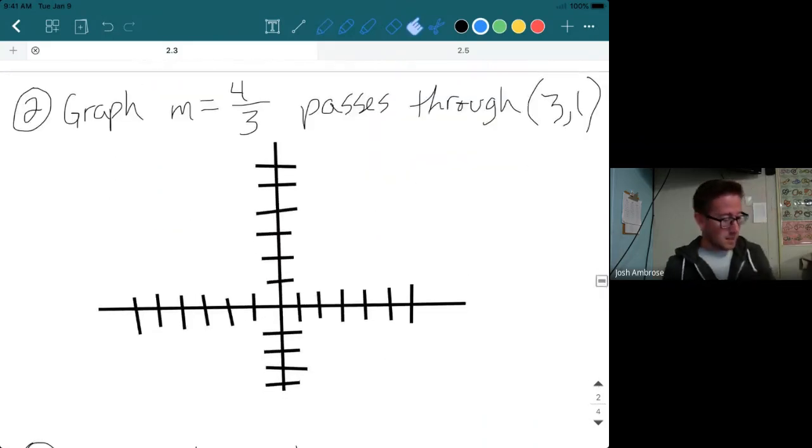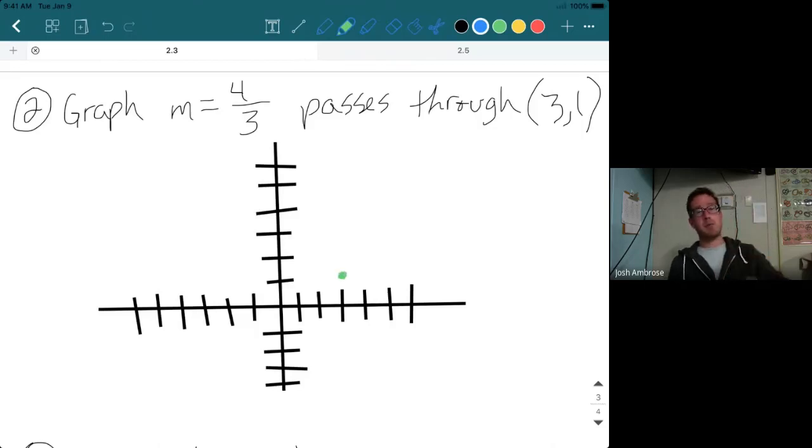All right. Now some simple graphing here, guys. They give you slope, 4 over 3. They give you a point that the graph passes through, (3, 1). So all you're looking at needing to do here is first plot that point that they give you, (3, 1). So go to the right 3, go up 1. Looks like we are right about there.